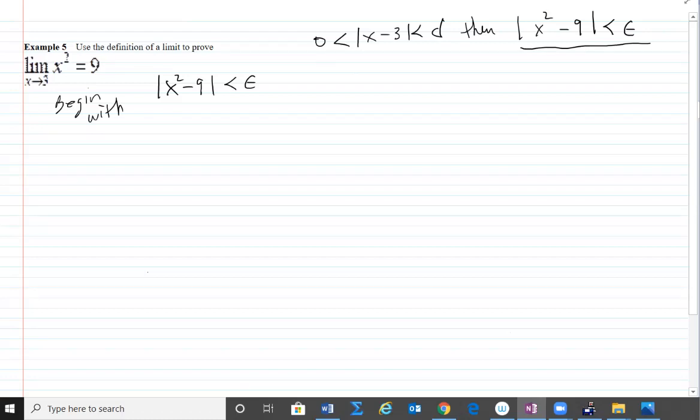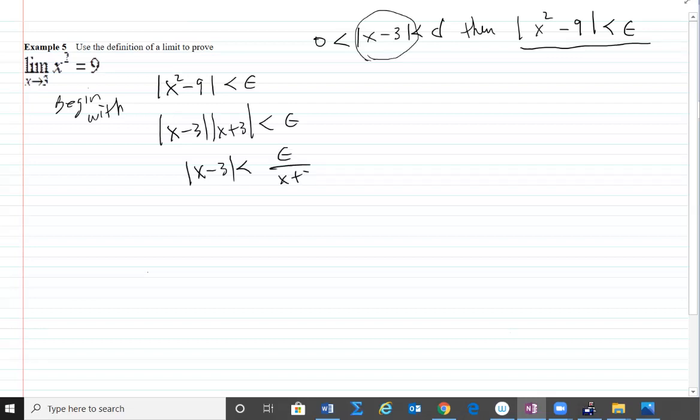Okay, now we're going to try to work with that and try to arrive at some kind of a restriction that we can place on |x minus 3|. So here we go. Let's try this. Let's break it apart like so. And that means that this would have to be true. Okay. Now, we need to know how big is this thing here.